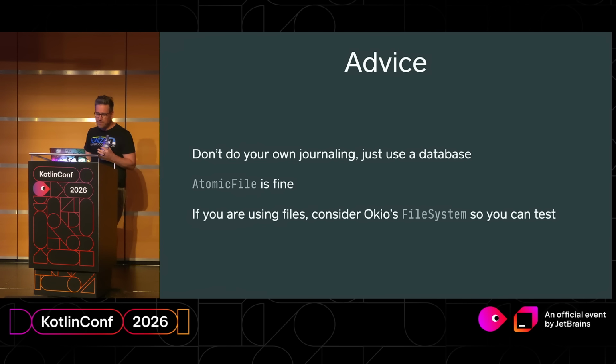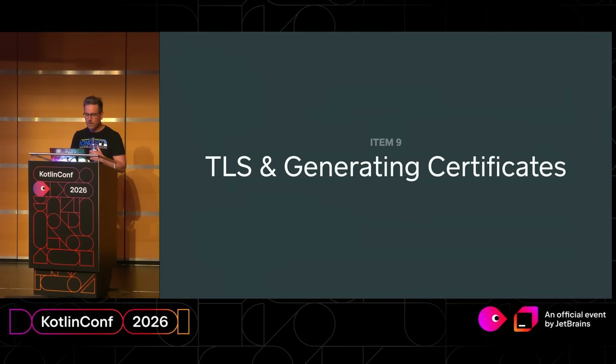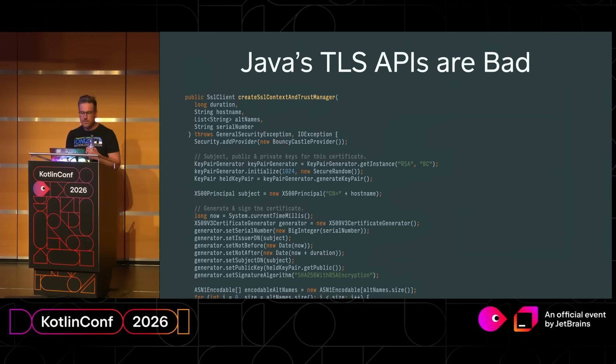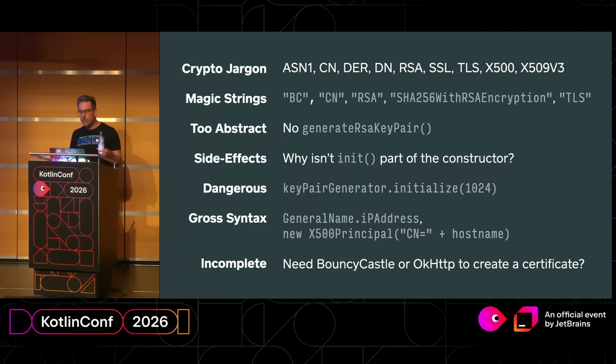So my advice to you is use a database. SQLite exists, Postgres exists. Databases are good. The file system is the worst. And then if you must, AtomicFile or Okio's file system are your friends. All right, TLS. So Java's TLS APIs are bad, and instead of getting my little pink marker out and circling all the bad things, I've just presented them to you in a handy table here.